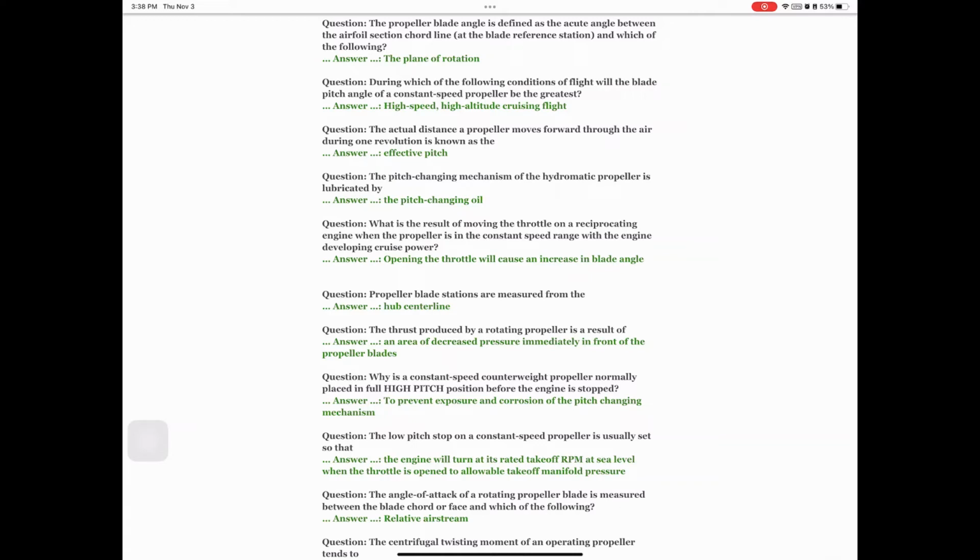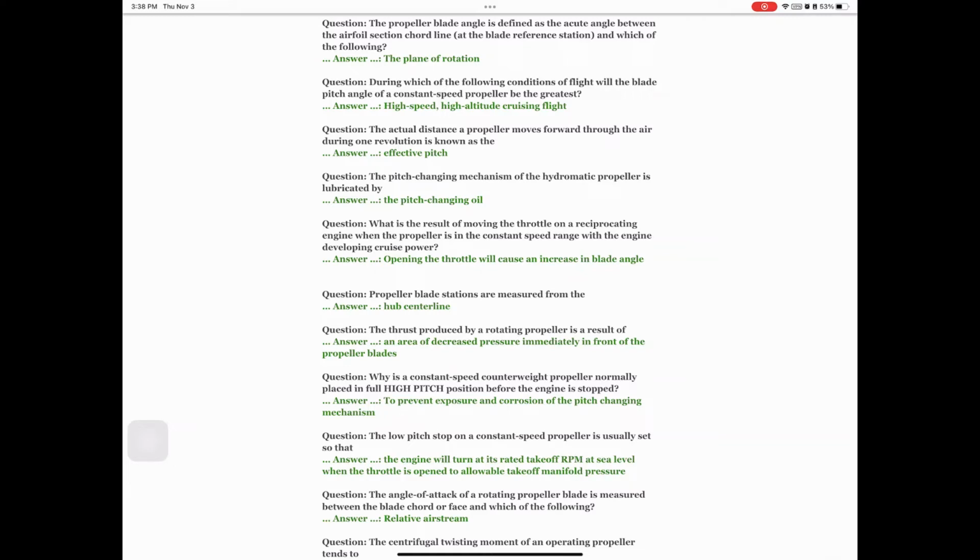Question: the thrust produced by a rotating propeller is a result of? Answer: an area of decreased pressure immediately in front of the propeller blades. Question: why is a constant speed counterweight propeller normally placed in full high pitch position before the engine is stopped? Answer: to prevent exposure and corrosion of the pitch changing mechanism.